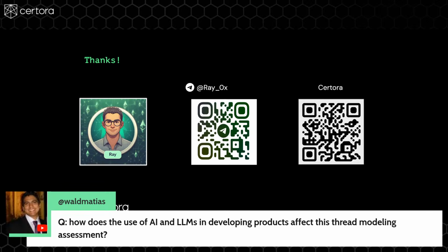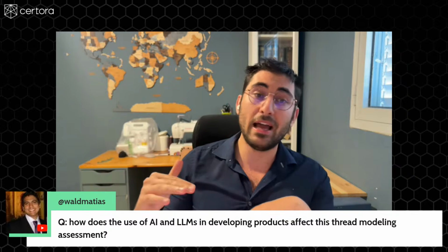Wonderful question. How does the use of AI and LLMs in development products affect this threat modeling assessment? Well, I'm going to tell you really good news. I'm going to focus on the 4As, just because I have hands-on experience of using that with AI and LLMs. Writing this document, having your developers make sure that it's up to date, and then having the AI work with it is such a multiplying effect.